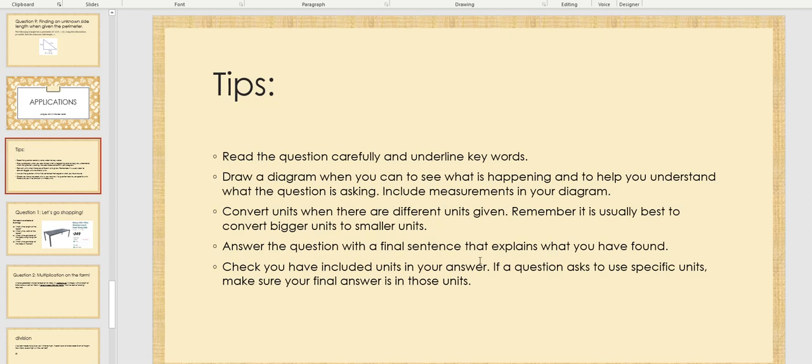Answer the question with a final sentence that explains what you have found. It's important to explain what you found and how it relates to the question. Check you have included units in your answer. So your final answer especially must have centimeters or meters, otherwise you won't get full marks. And if a question asks you to use specific units, make sure you convert if you need to, so your final answer is in those units.